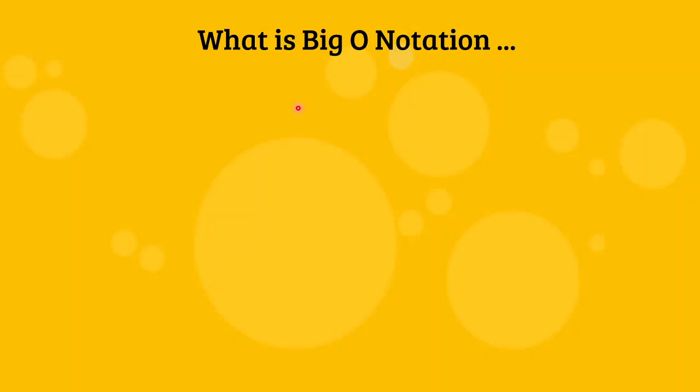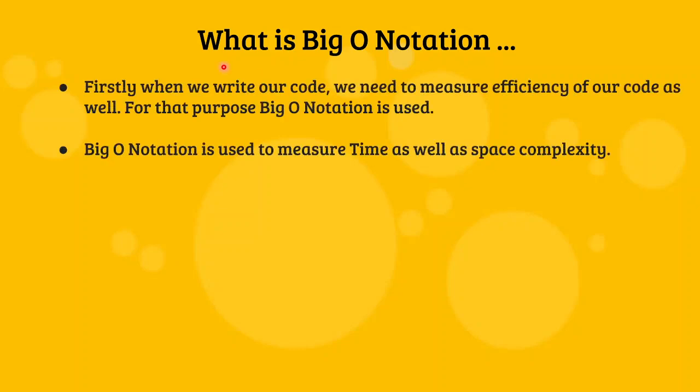Hello everyone. Once we are done with the first video tutorial about why there is a need of data structure and algorithm, it's time to start with big O notation. Firstly, when we write our code, we need to measure the efficiency of our code as well. For that purpose, big O notation is used. Big O notation is used to measure time as well as space complexity.